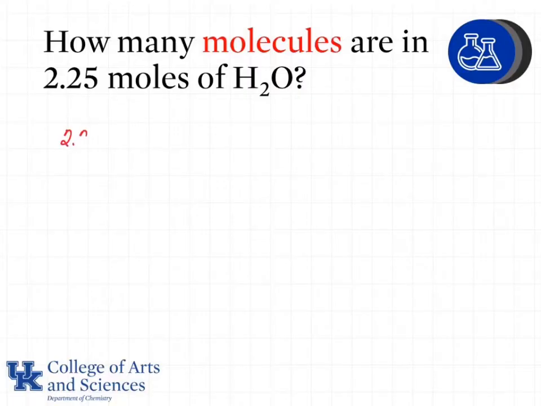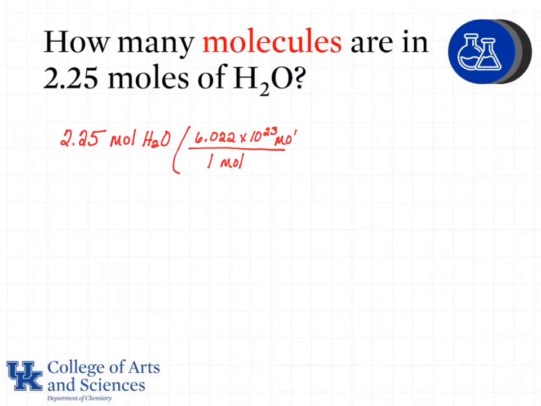So we start with our given value of 2.25 moles of water. We know that we want moles to cancel out, so it's going to have to go on the bottom of the next step, and we'll have Avogadro's number on top. And because we're talking about molecules, it's going to be 6.022 times 10 to the 23rd molecules per mole. Moles will cancel, and we're left with units of molecules, which is what we're looking for in the problem. And now we can calculate 2.25 times 6.022 times 10 to the 23rd molecules.